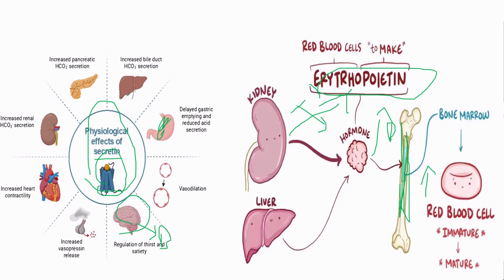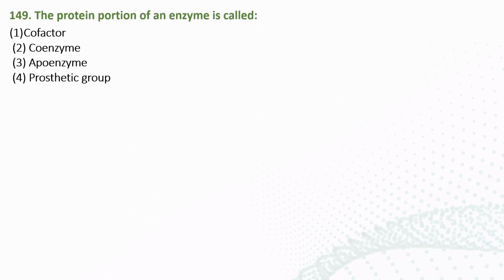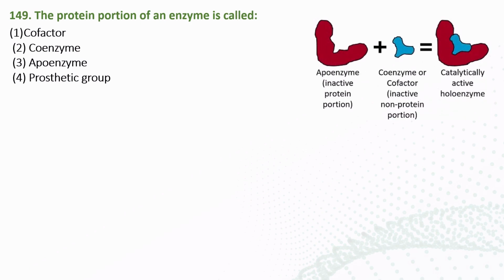If we move on to the next question, this is also a protein, it came from the enzymes itself. So here you can see that this is an enzyme. Now, normally the enzymes will have two parts, that is apoenzyme and coenzyme. Apoenzyme is nothing but the protein part of the enzyme, whereas the coenzyme is nothing but the cofactor, or inactive non-protein portion.